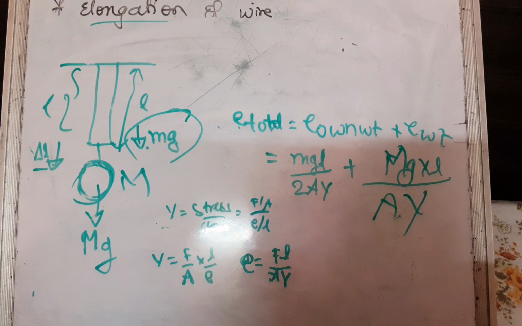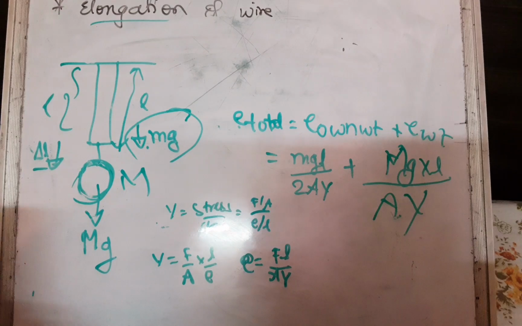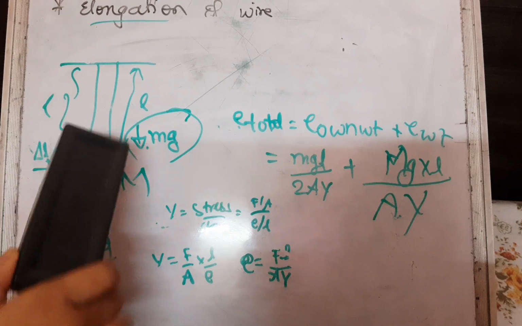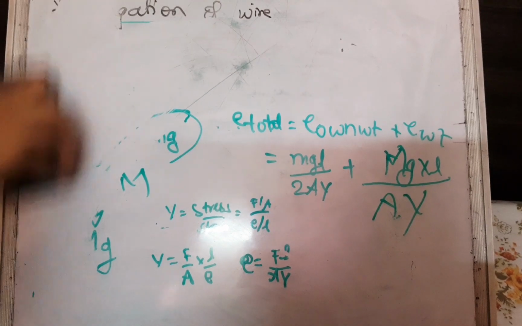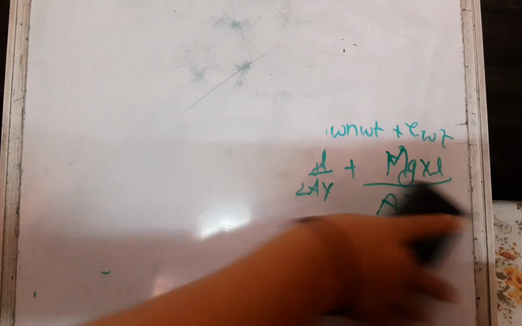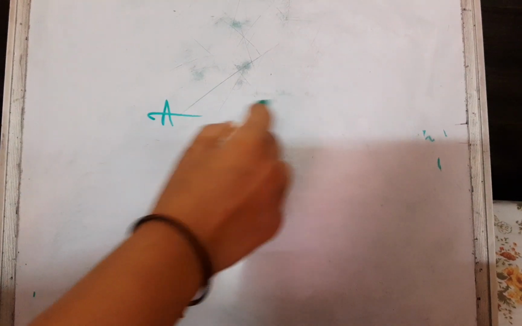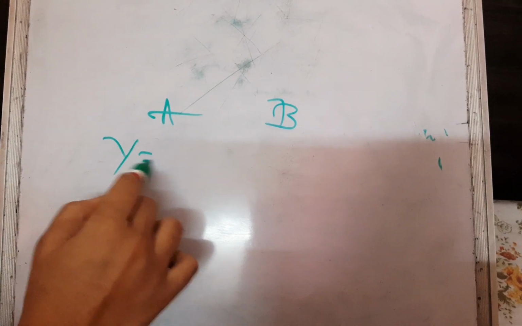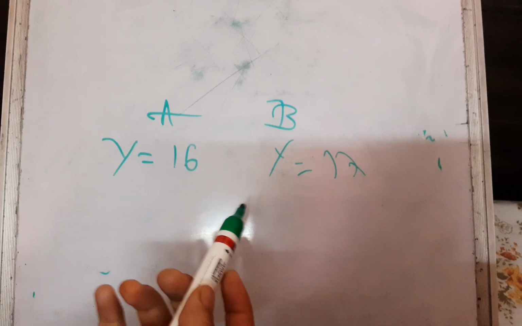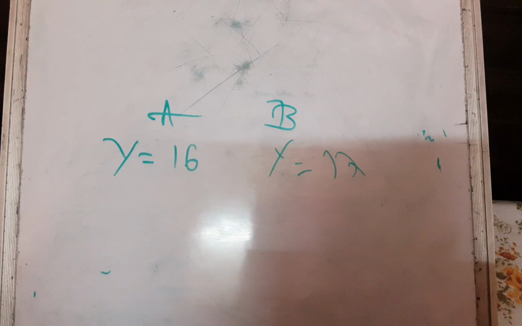So like this. And one more thing I wanted to tell is, what is the use of Young's modulus? The more the value of Young's modulus, the more elastic the body is. So by seeing the value of Young's modulus, you can say whether the body is more elastic or less elastic. For example, body A and body B. Its Young's modulus value is 16, for example, and here Young's modulus value came to be 17. So which is more elastic? B is more elastic. So the more the value of Young's modulus, the more elastic the body is.